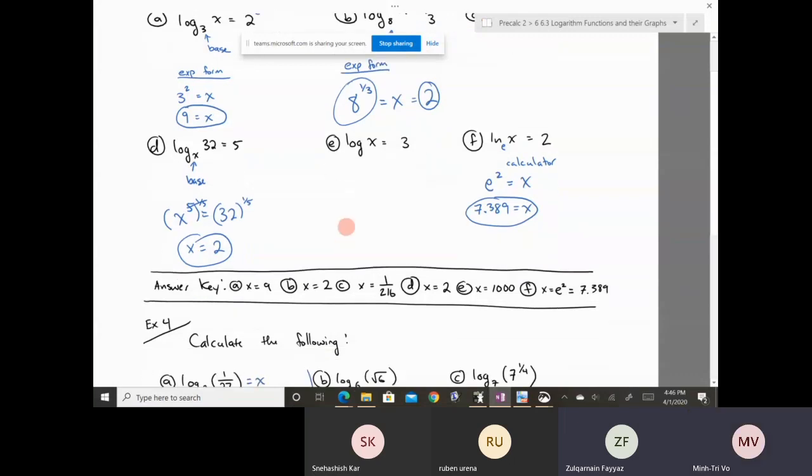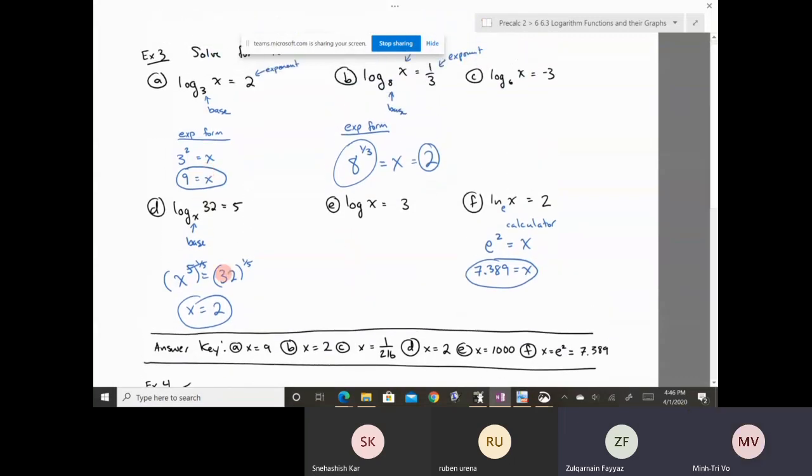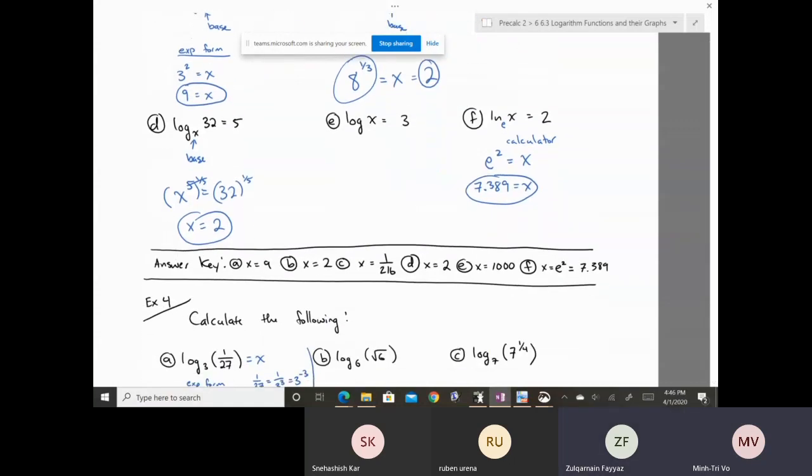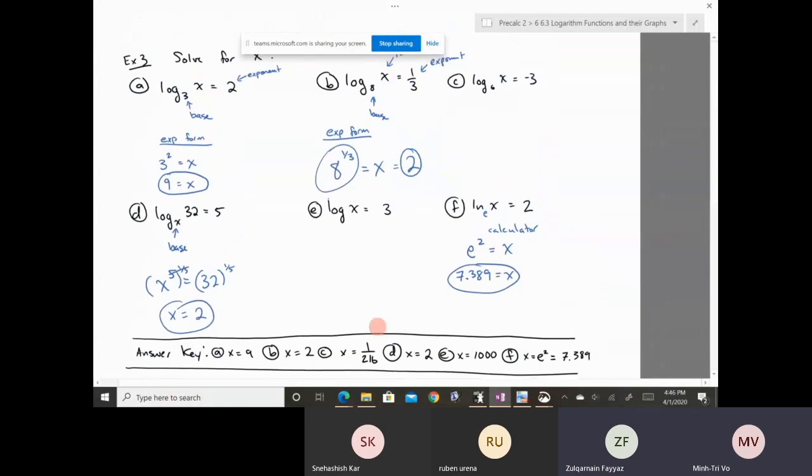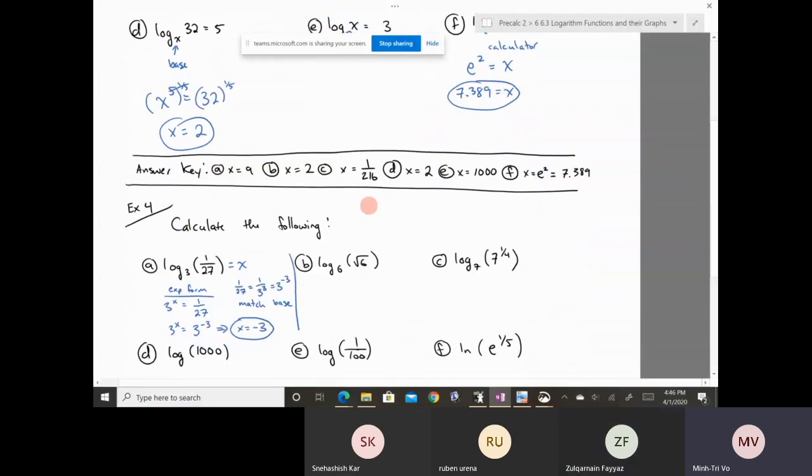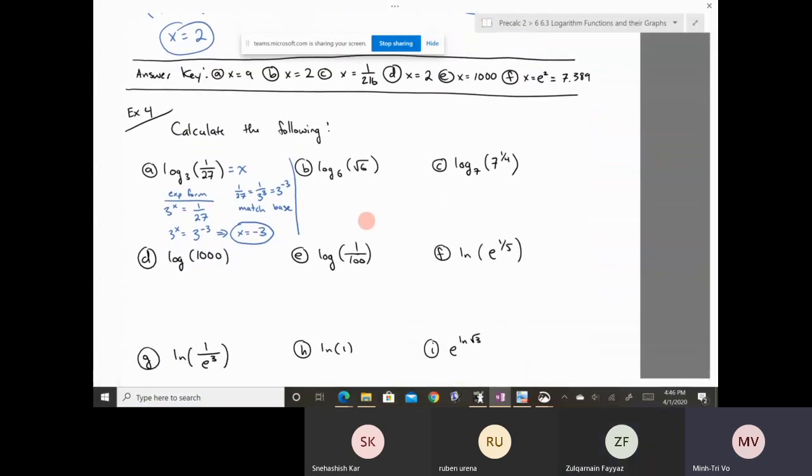Okay, so those are those problems. C and E are basically the same as B, right? This one means the base is 10 when it's not written in. So those are like that.